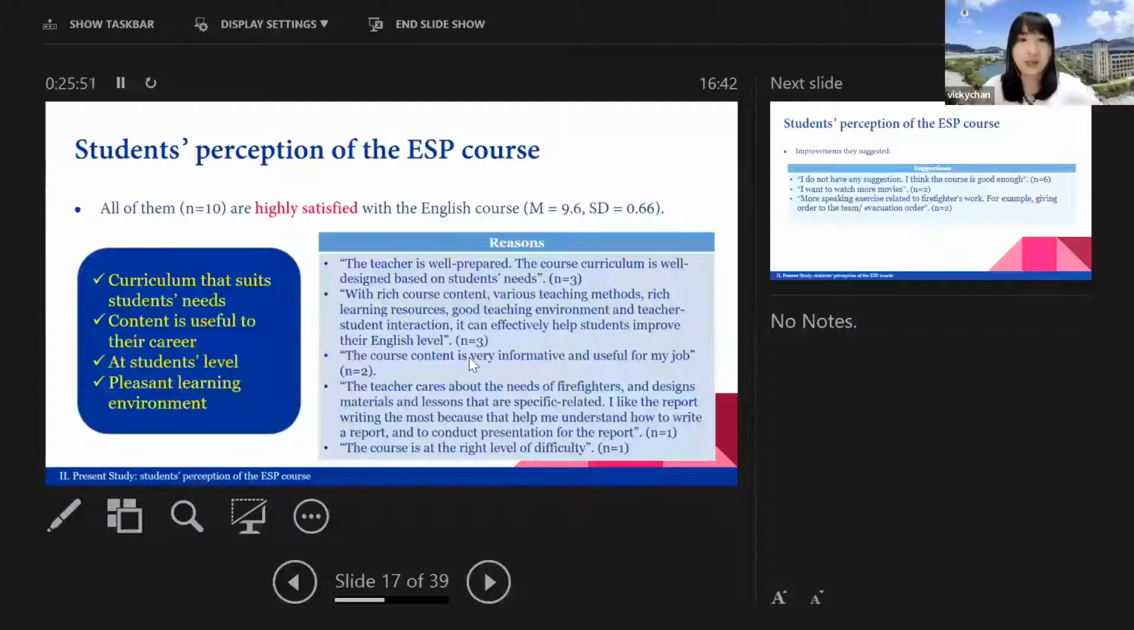I'm sorry, I didn't include the scale: 1 means they are not satisfied at all, and 10 means they are very satisfied. So as you can see, they are very satisfied with the course design. Some of the reasons are that they feel the curriculum suits their needs at work, the content they learn is very useful to their career, and the content is at their level. They also mentioned a very pleasant learning environment.